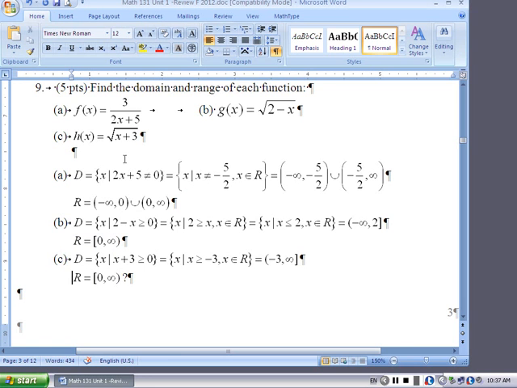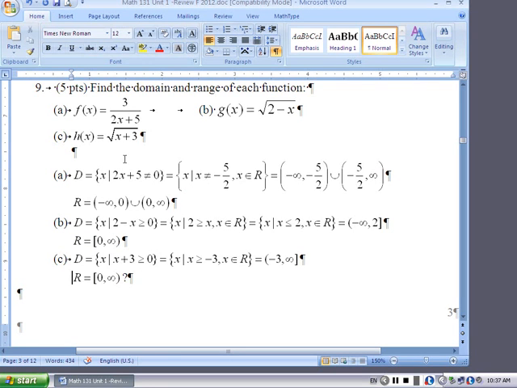Okay, because it is a shifting to the left. Okay, this is y equal to radical x, and you shift to the left. How many units? 3 units, and you get that. This is y equal to square root x plus 3.